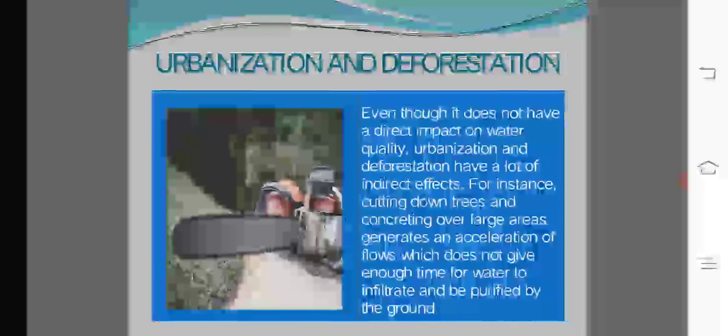The next one is urbanization and deforestation. Even though it does not have a direct impact on water quality, urbanization and deforestation have a lot of indirect effects. For instance, cutting down trees and concreting over large areas generates an acceleration of flows, which does not give enough time for water to infiltrate and be purified by the ground.